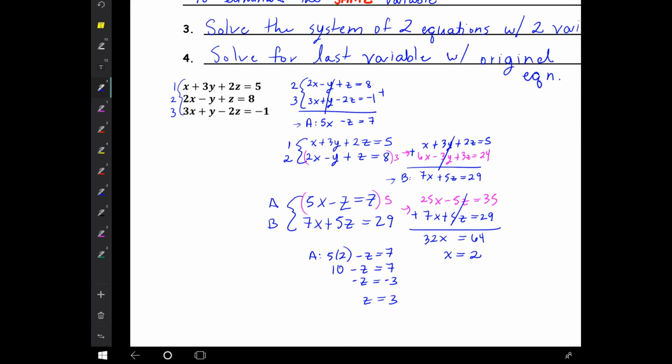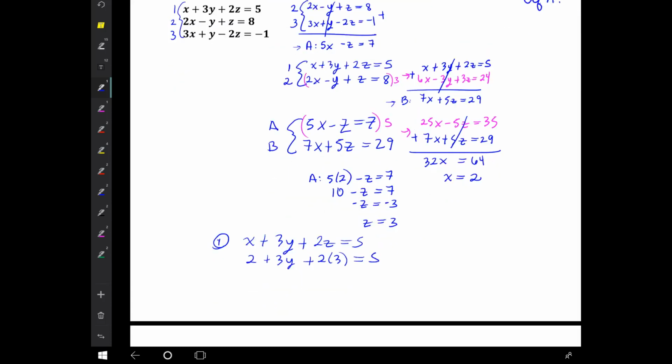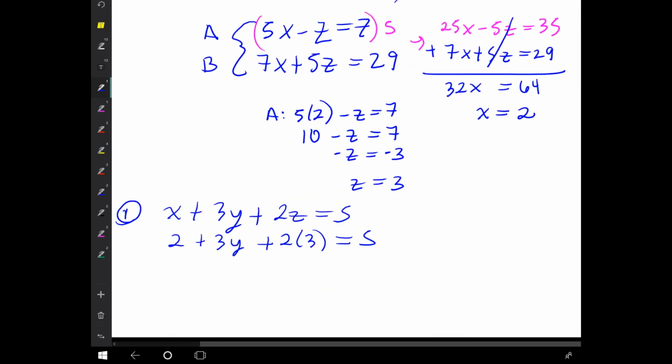So plugging into, I'll plug it into equation 1, which was x plus 3y plus 2z is equal to 5. So that would give me 2 plus 3y plus 2 times 3 is equal to 5. 2 plus 6 would give me 8. So if I subtract 8 from 5, that would give me 3y is equal to negative 3. And so y is equal to negative 1. And to write our answers, we would write in order of x, y, z, alphabetical order, 2, negative 1, and 3.